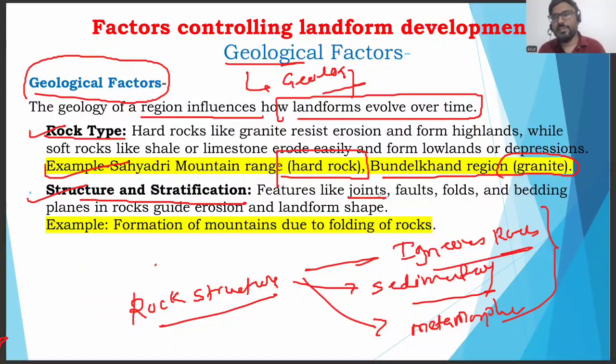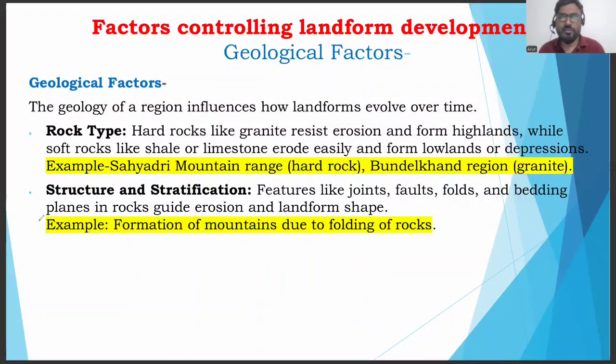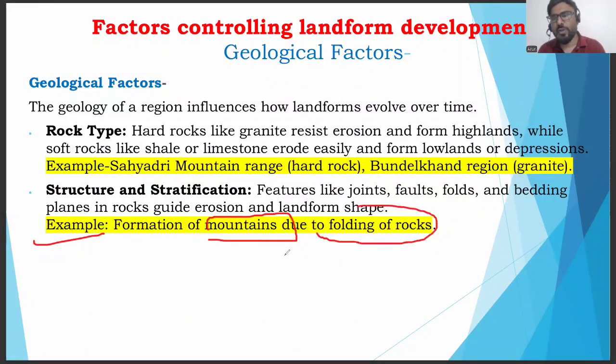Next point is structure and stratification. Features like joints, faults, folds, and bedding planes in the rocks guide the erosion and landform shapes. So various structures present in the rocks, for example different faults or folds, even bedding planes, also reshape or change the nature of erosion or the shapes of landforms. For example, the formation of mountains is due to folding of rocks, right?